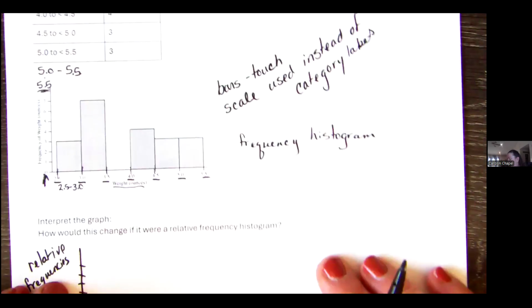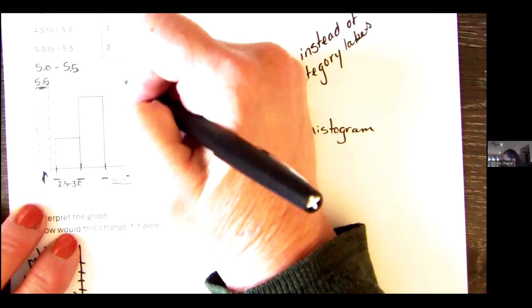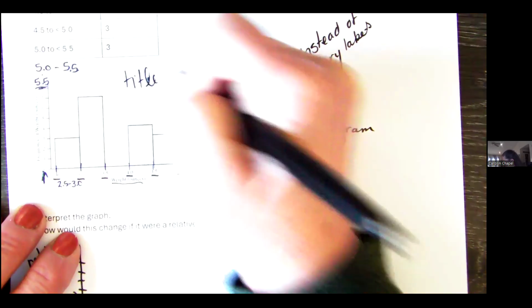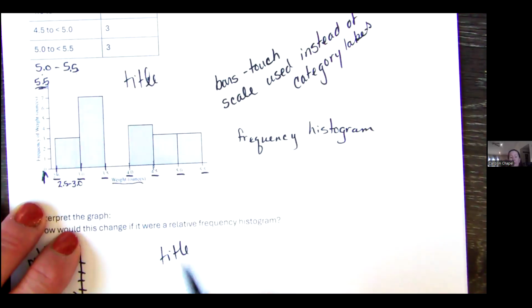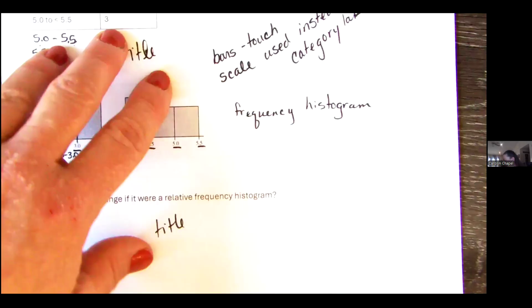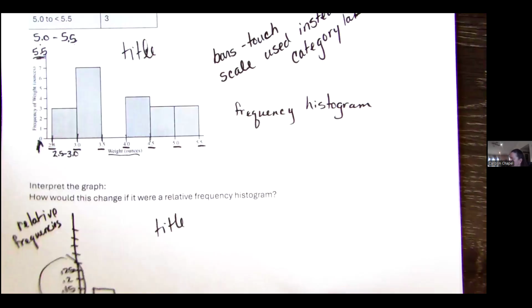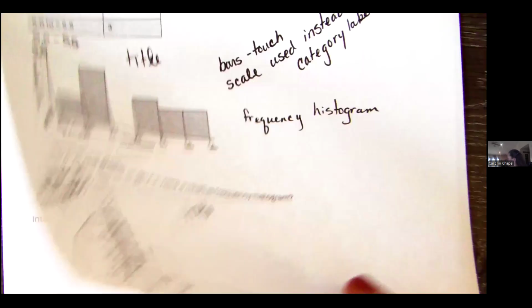Okay, so that is your histogram. Again, you'd want to have a good title on both of these to make sure that the graph is telling you that this is the weight of these tomatoes that this guy chose.